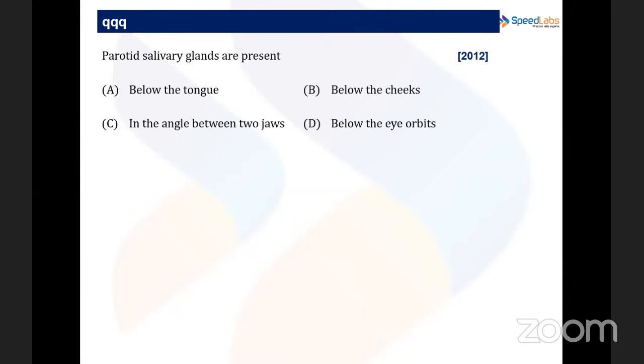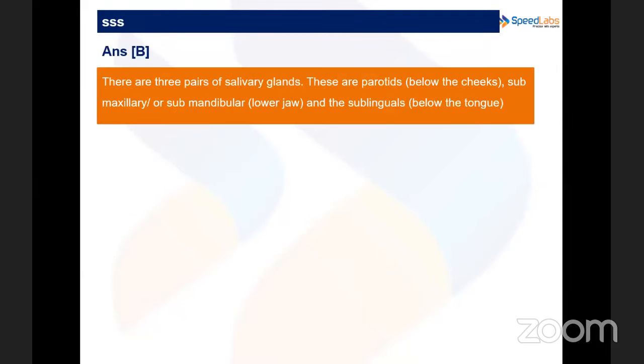Now let's look at the next question. Parotid salivary glands are present: option A below the tongue, option B below the cheeks, option C in the angle between two jaws, option D below the eye orbits. So the answer to this question is option B below the cheeks.